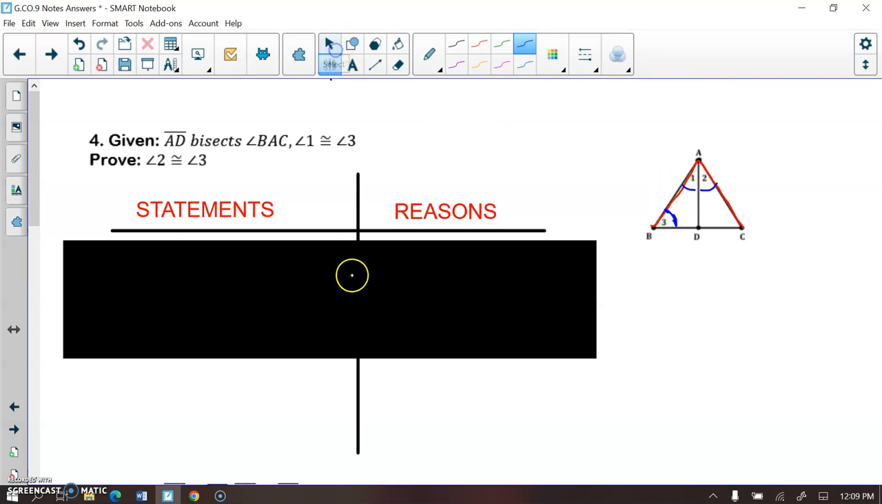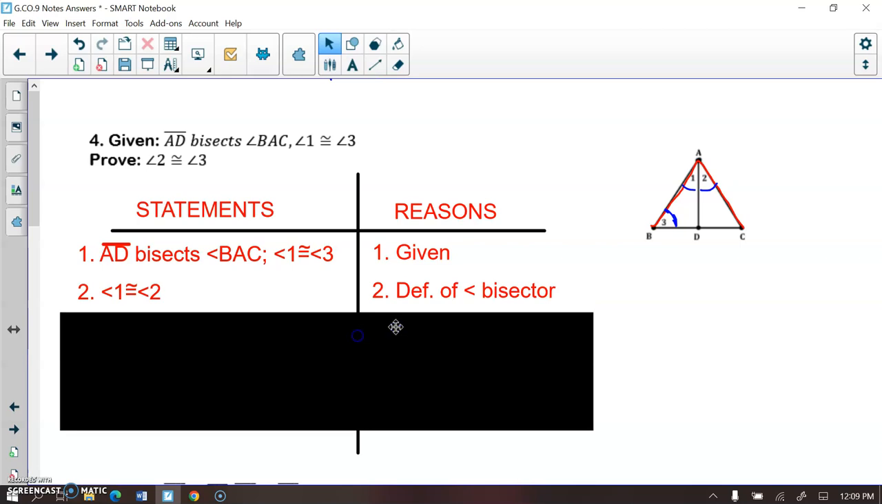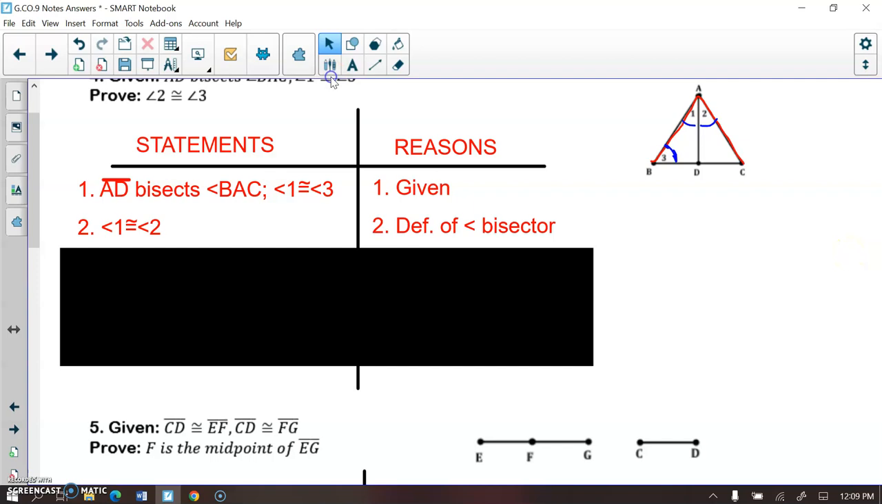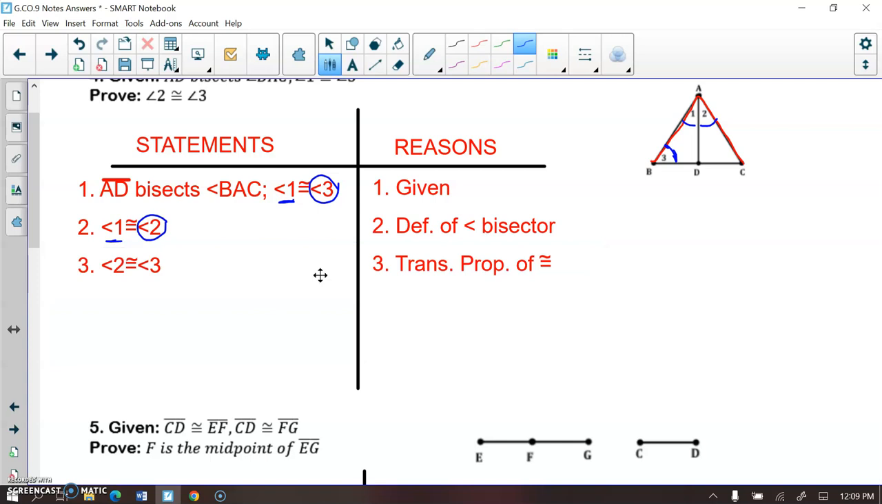That's our plan. So step 1 is our given, always. And then we're going to use the definition of an angle bisector to say angle 1 and angle 2 are congruent. Now, since angle 1 is congruent to both angle 2 and angle 3, I can say that they're congruent to each other. I cannot use substitution on this one because I'm dealing with congruent symbols. I can only use the transitive property of congruency for this.